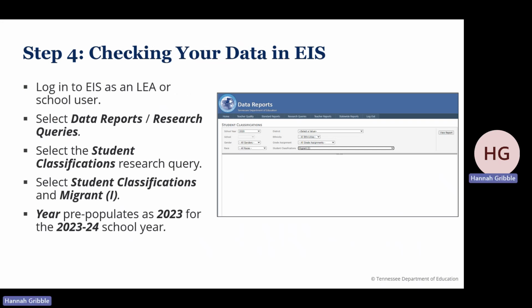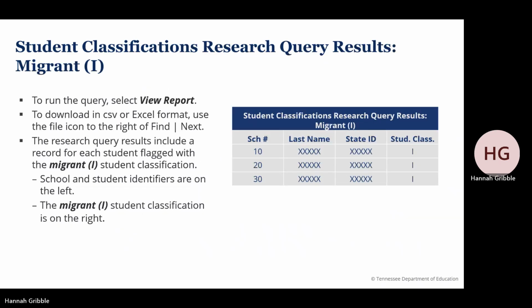Step 4. Checking your data in EIS. Log in to EIS as an LEA or school user. Select Data Reports, Research Queries. Select the Student Classifications Research Query. Select Student Classifications and Migrant I. Year pre-populates as 2023 for the 2023-24 school year. To run the query, select View Report. To download in CSV or Excel format, use the file icon to the right of Find or Next.